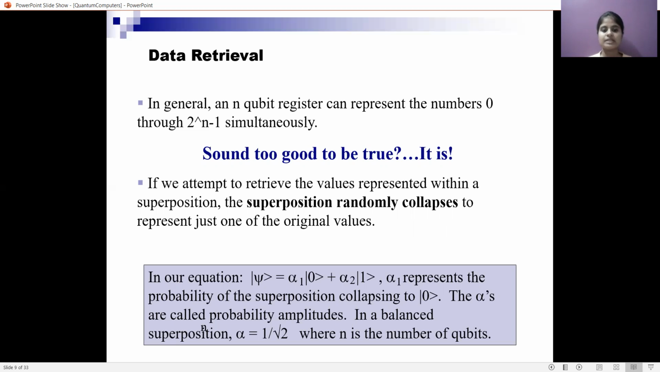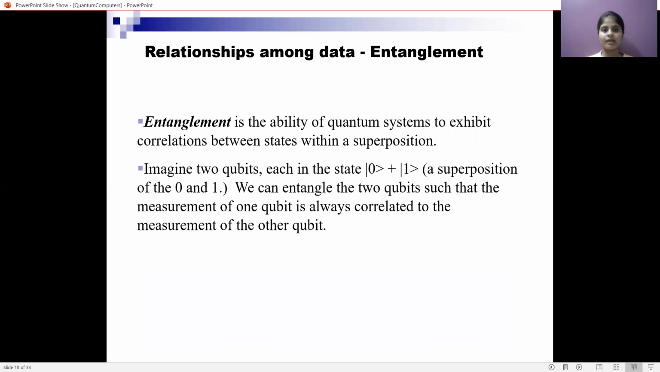Alpha 1 represents the probability of the superposition collapsing to 0. The alphas are called probability amplitudes. In a balanced superposition, alpha is equal to 1 by root 2 to the power n, where n is the number of qubits.